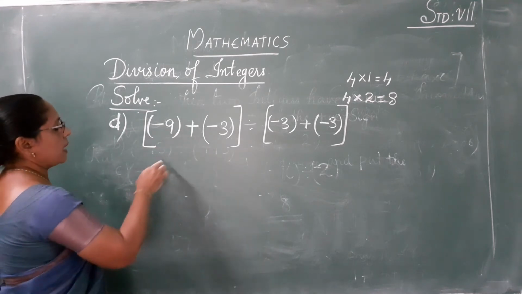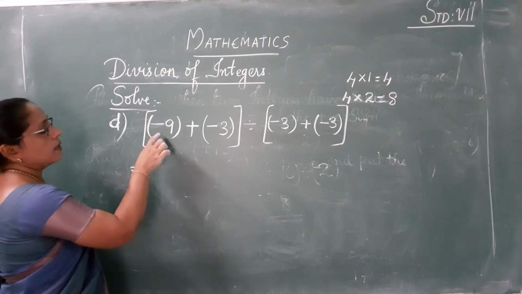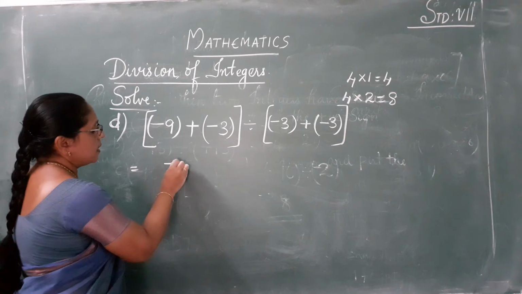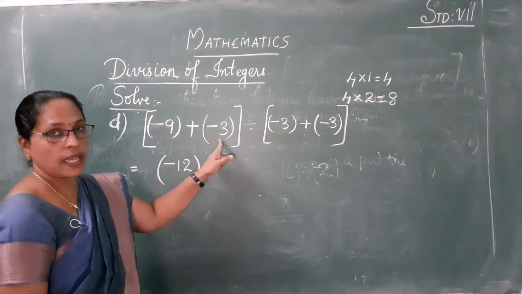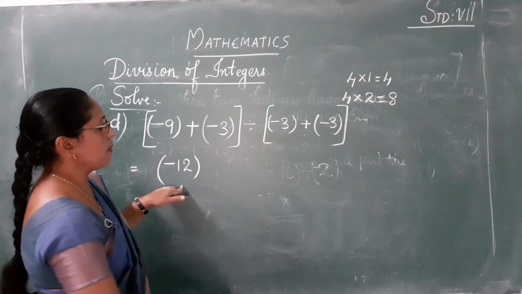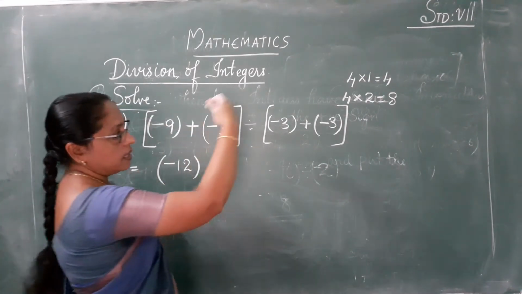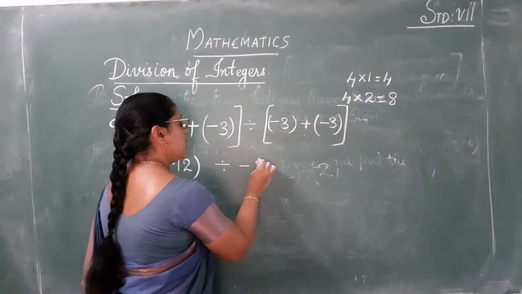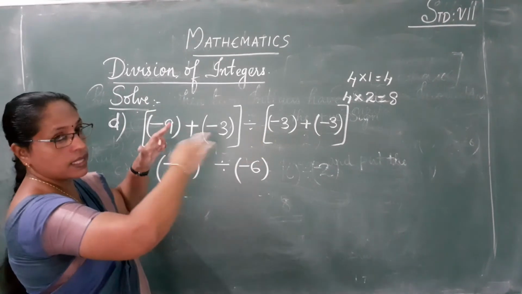So in the first bracket, the operation is plus. So negative 9 plus negative 3, we get negative 12. When two integers have the same sign, add and put the same sign. Then the middle operation is division. Then in the next bracket, two integers have the same sign, so we get negative 6. So both the brackets are solved.